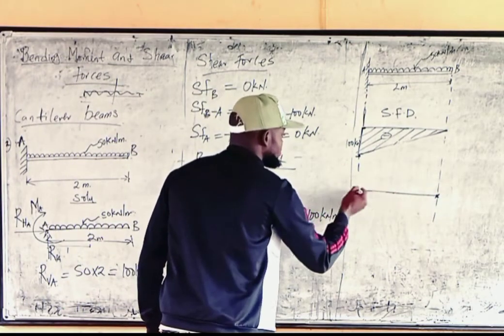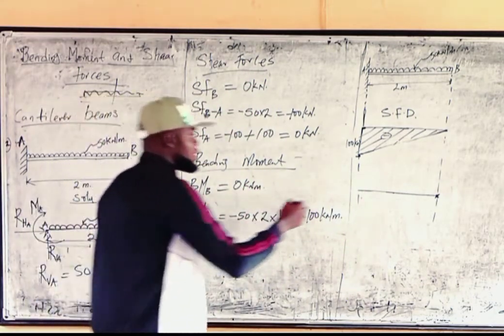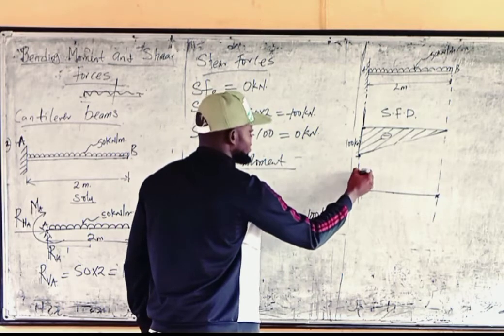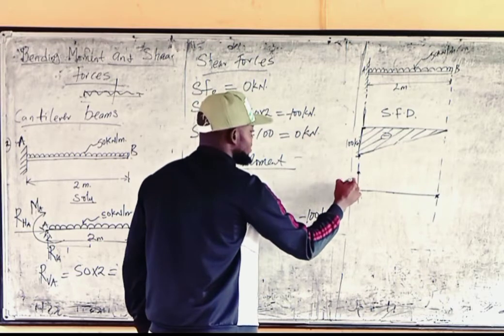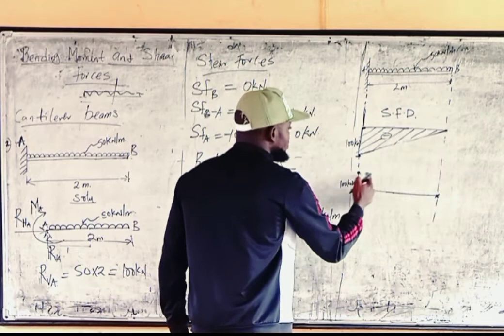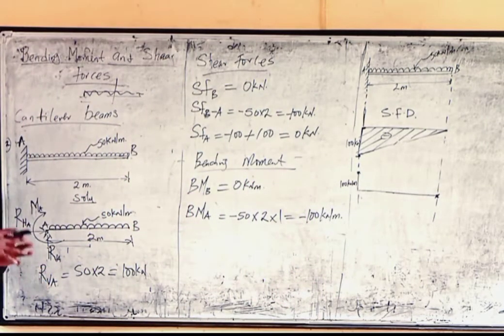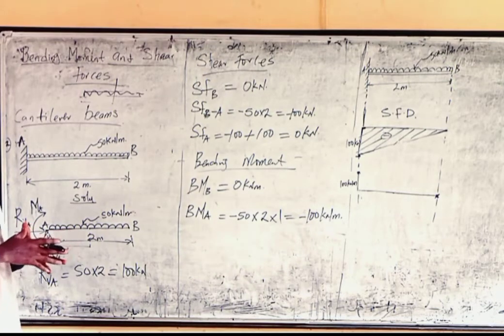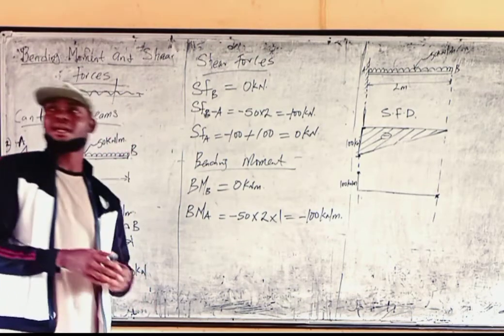So what do you do? You mark out minus 100. It's negative, so it goes to the positive axis of y. You just come to this place and mark out 100. So from here to here it's 100. You measure it, it's 100 kilonewton meters. The next thing, for a point load you join with a straight line for moment. But if it is a uniformly distributed load, you will join it with a parabolic line.